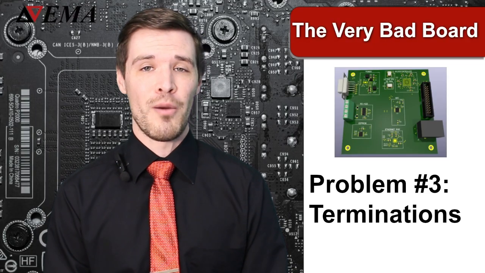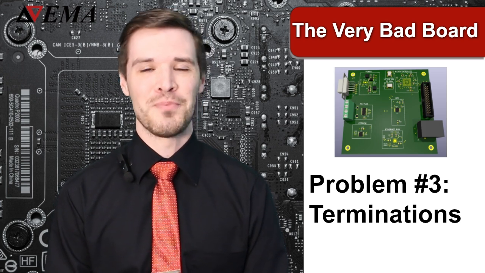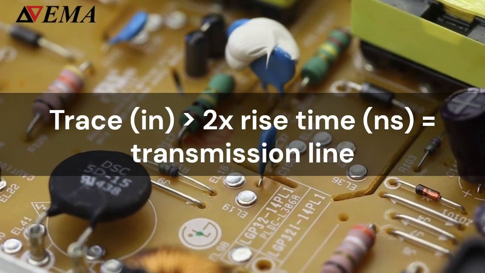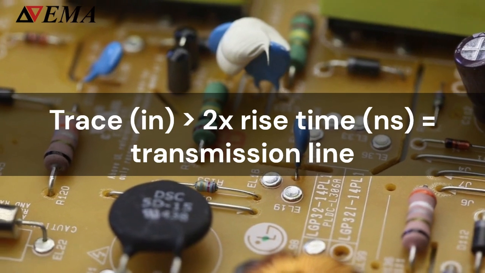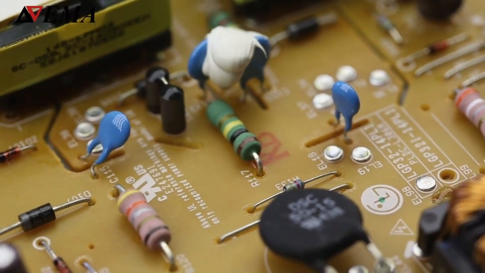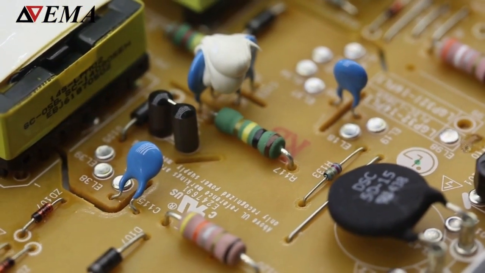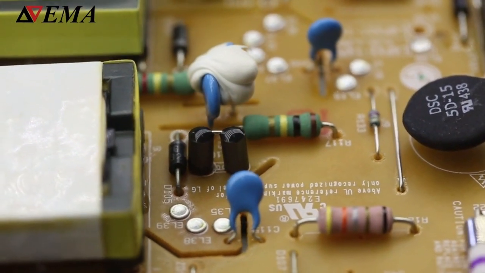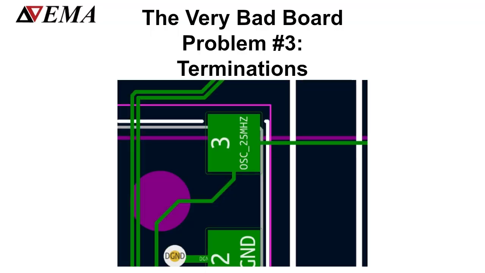Third is terminations. Almost all modern digital is going to need terminations of some sort. The general rule of thumb is if your trace is longer in inches than 2 times the rise time in nanoseconds, you need to treat it as a transmission line. In modern digital, 1 nanosecond is pretty common. That means anything longer than about 2 inches needs to have termination, or you're risking ringing and EMI. In the Very Bad Board design, we see that, for example, in the oscillator, there are 2 traces leaving that oscillator without terminations. So not only are we going to have ringing, we're going to have stub-induced noise as well.